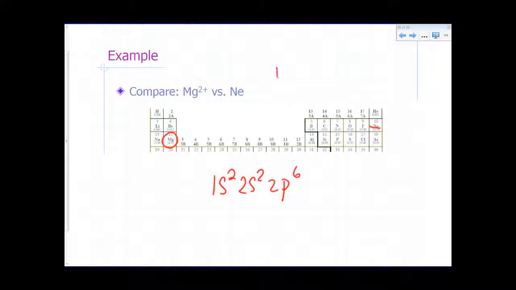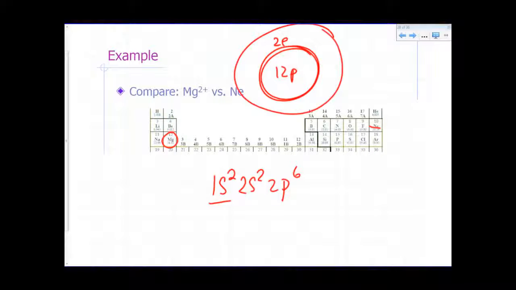Think of it this way. Magnesium has 12 protons, and you can think of 2 electrons in the core, and it will have 8 electrons in the outermost shell. Whereas neon will be the same, except that neon is going to have 10 protons instead of 12 protons. So which one will be able to hold on to its electrons more strongly? Magnesium with 12 protons pulling in those 8 electrons versus neon with only 10 protons pulling in those electrons. Everything else is pretty much the same.